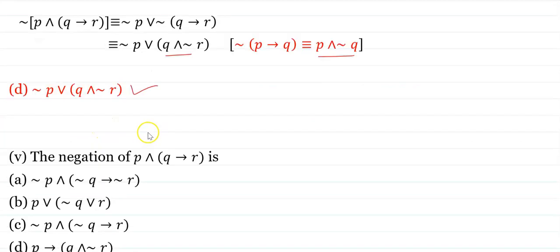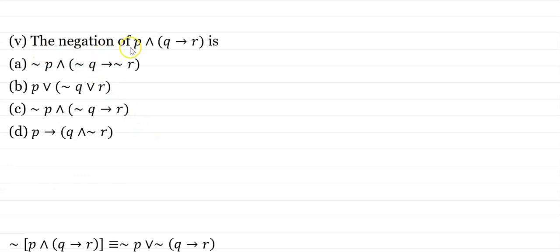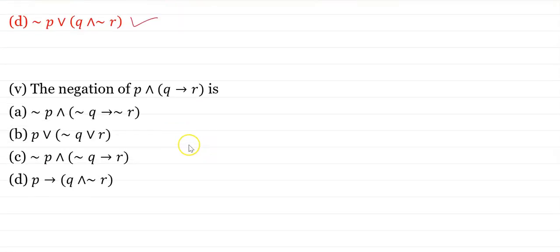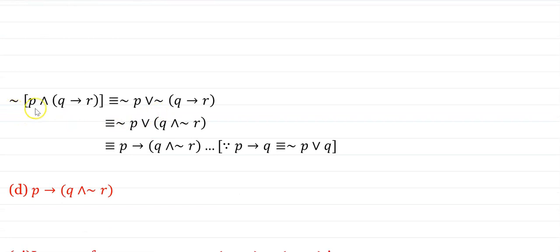Okay. Now the next question. Negation of P and Q implies R is. Now here is the same question. See this here. Negation of P and Q implies R. But their options are different. Now see this here. First here we find out the negation of P and Q implies R. Again we will apply the negation sign. It is equivalent to negation of P or negation of Q implies R.